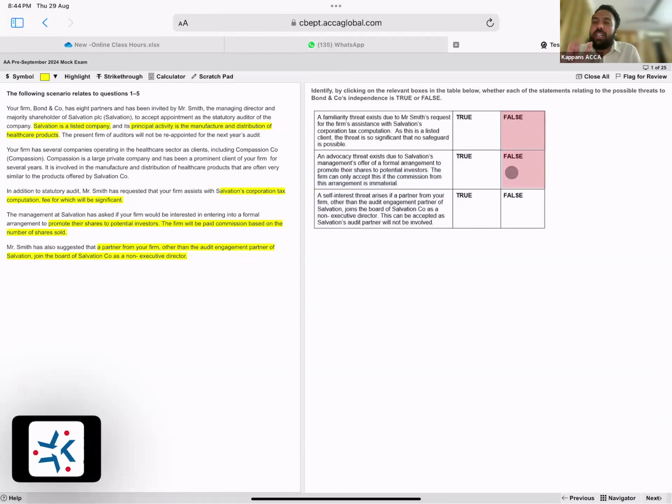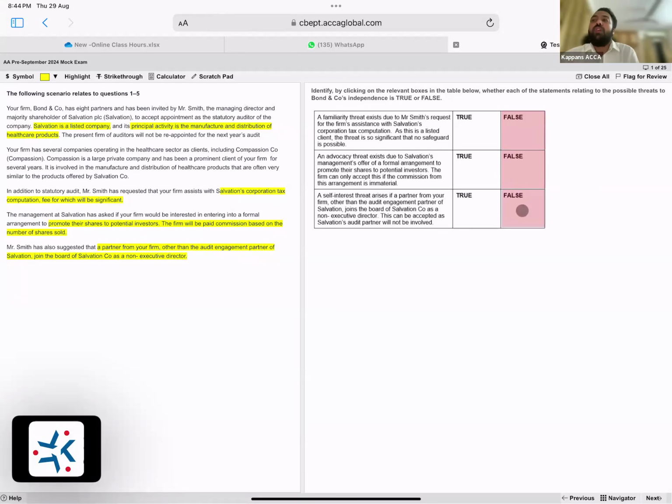So the service cannot be accepted at all by the external auditor. The next one: a self-interest threat arises if a partner from your firm, other than the audit engagement partner of Salvation, joins the board of Salvation as a non-executive director. This can be accepted as Salvation audit partner will not be involved.